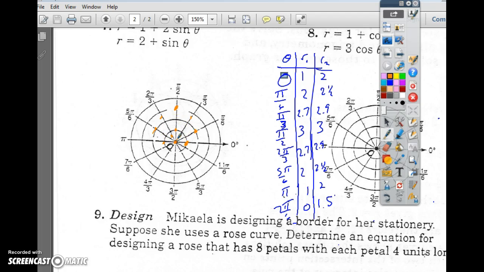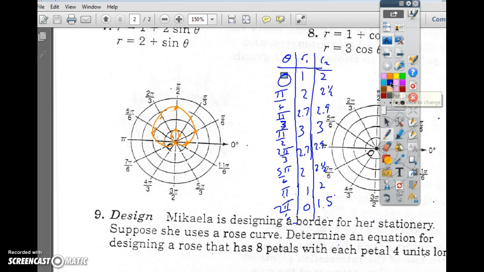So this is a limaçon. Looks something like this. Limaçon. Wait, what was 4? Fake cardioid, right? Fake cardioid.